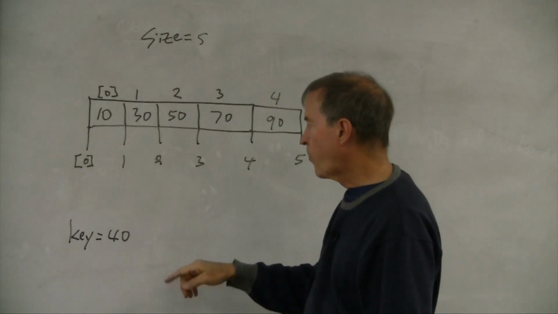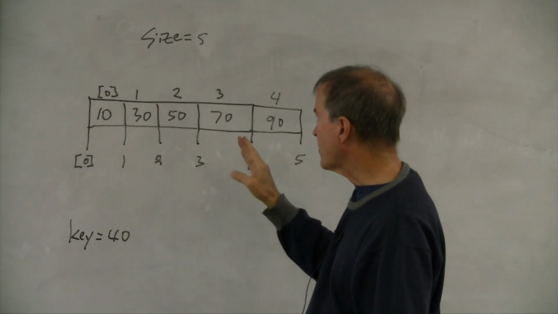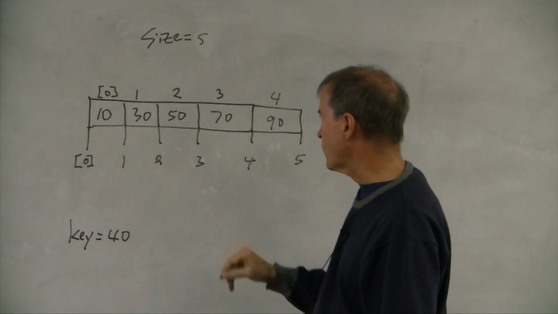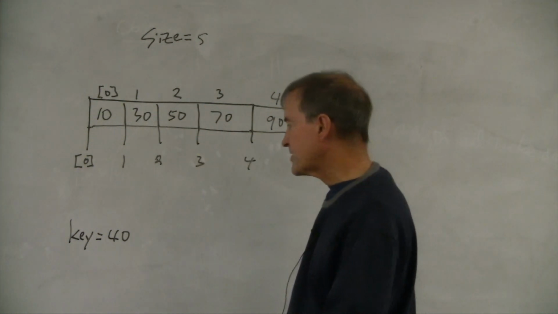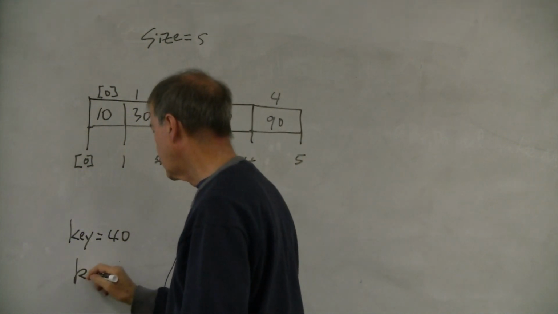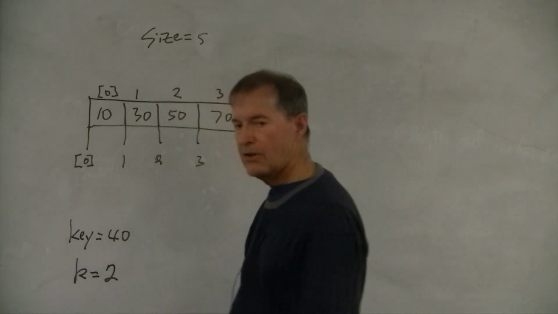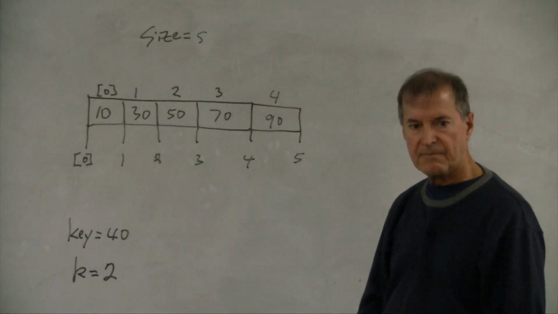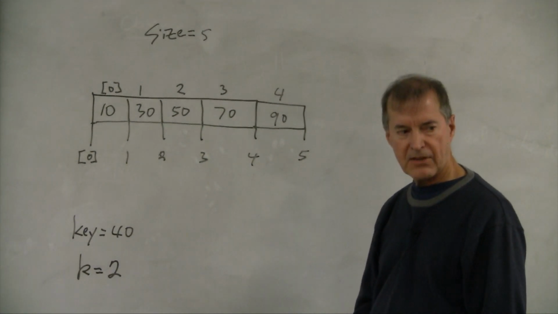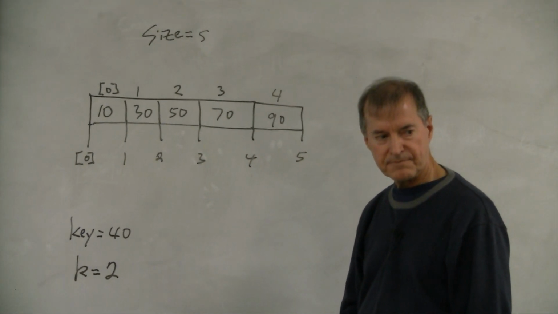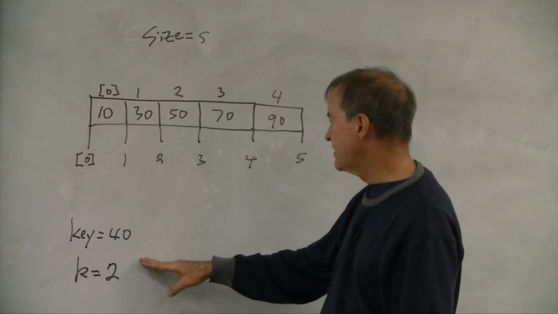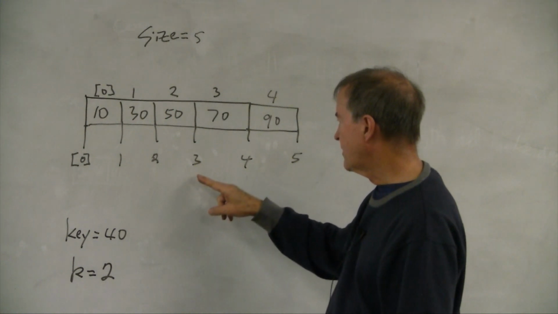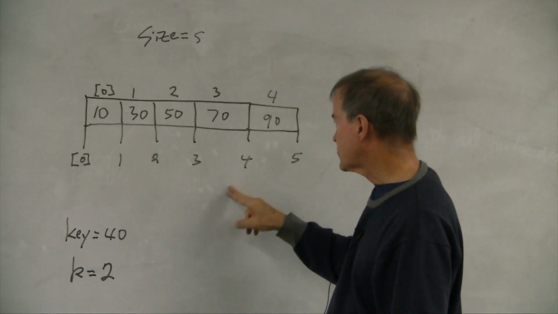So now, where would it be? If key is 40, it would be in the left child of what? Of 50, which is at 2. So in this case, k would equal 2. Now, are you with me on that? Does everybody see how that works in that situation? And furthermore, if the key was 60, it would be 3, and so on and so on.